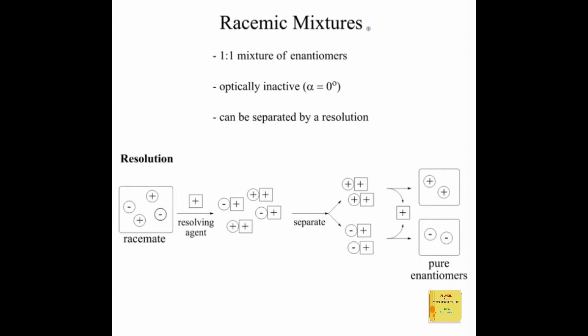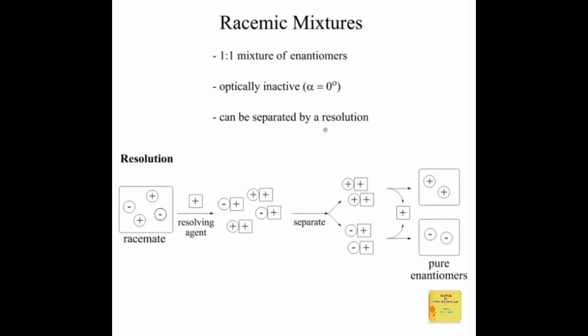Now, as you might imagine, if I had a racemic mixture, let's say of ibuprofen, and I wanted to separate that mixture into the two different enantiomers, that's going to be quite a challenge since enantiomers have identical physical properties. I can't just do a distillation. I can't do a crystallization. I can't separate them the ways that I would normally separate organic compounds because they behave so similarly.